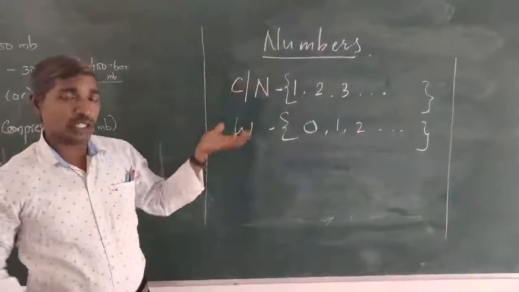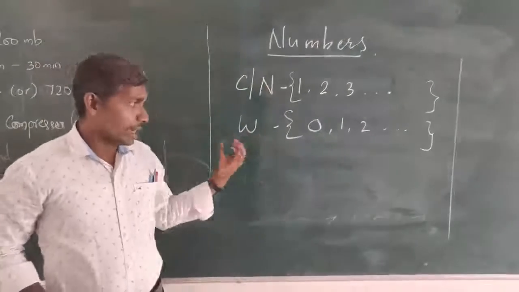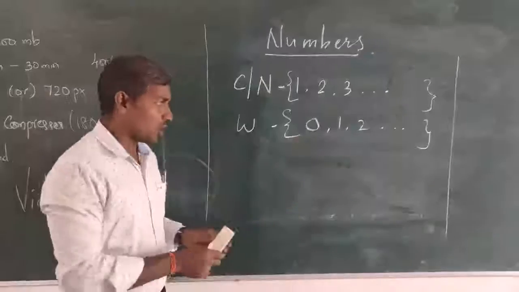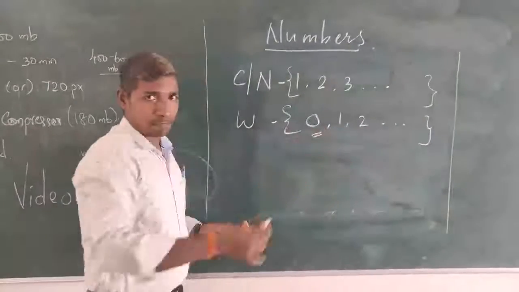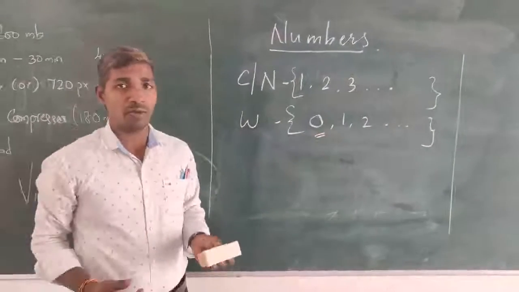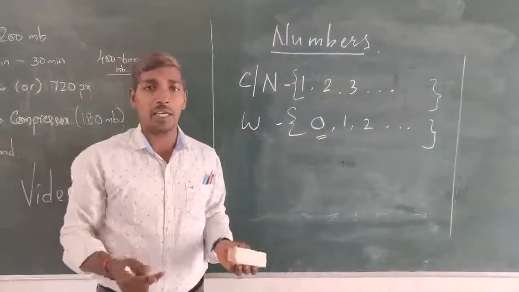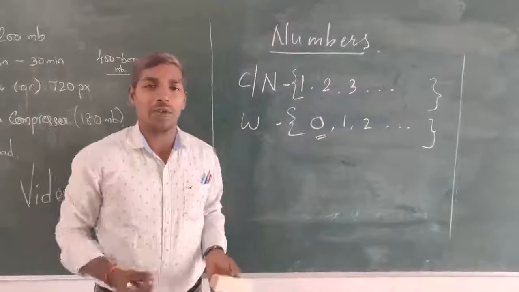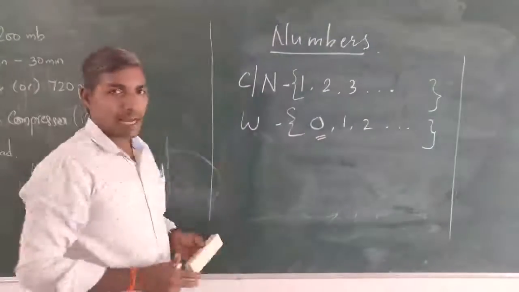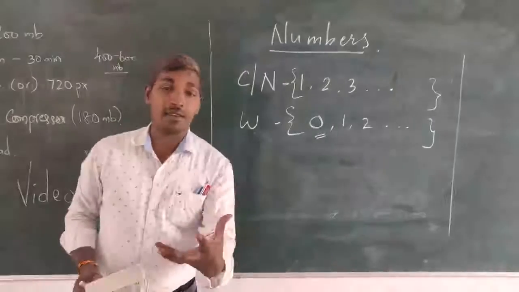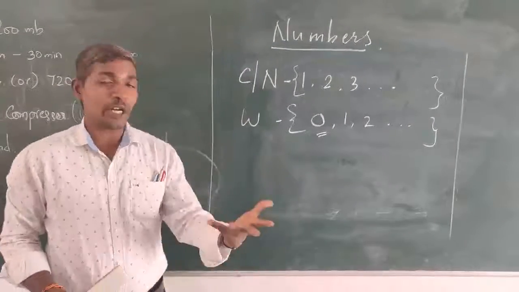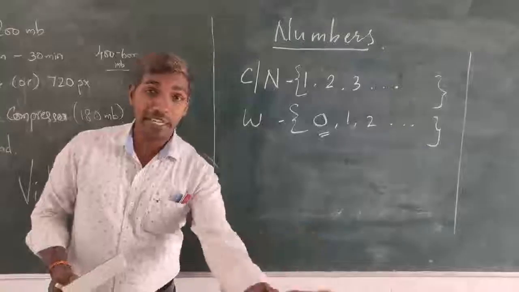Natural numbers, which you already used. Next, we need a number, that is 0, to represent nothing. Okay, how many pens do you have? If you have, you can say 1, 2, 3. If you don't have anything, you can say 0. Nothing. Whole numbers.